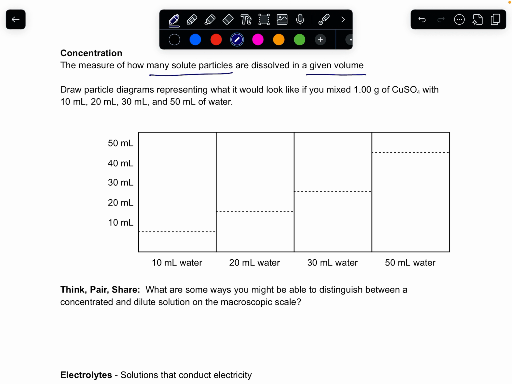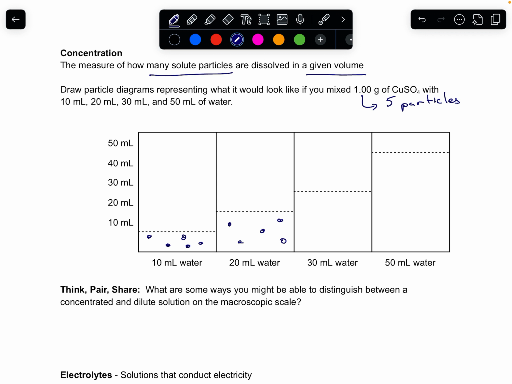Okay, so for example here, I want to draw some particle diagrams, what it would look like if I mixed 1 gram of copper sulfate. So for 1 gram, I'm going to draw in 5 particles. I'm mixing 1 gram with 10, 20, 30, and 50 mils of water. So 1 gram goes into each one, and I'm changing the volume of the water that I'm dissolving it in. So for our first one, I got my 1, 2, 3, 4, 5 particles.